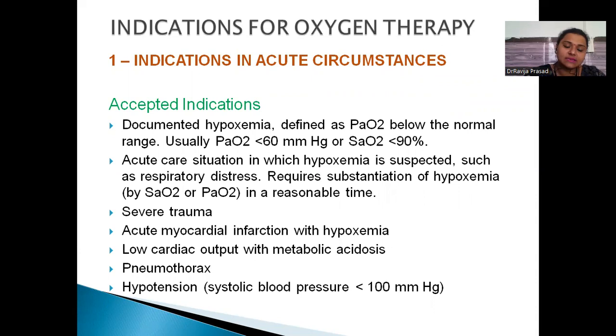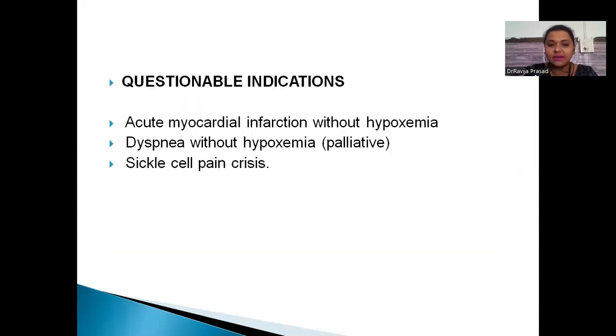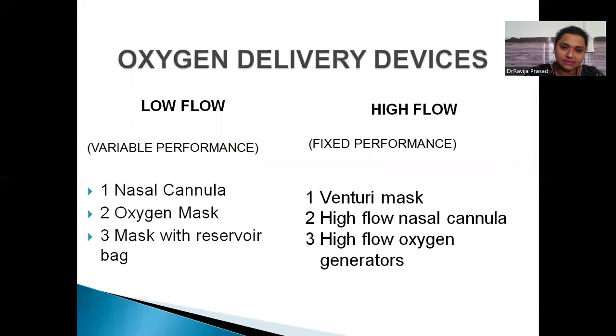Then the second cause is severe trauma, acute myocardial infarction, and hypoxemia. The low cardiac output with metabolic acidosis, pneumothorax, hypotension with systolic blood pressure more than 100 mmHg. Now, questionable indications: acute myocardial infarction with hypoxemia, dyspnea with hypoxemia, sickle cell pain crisis.